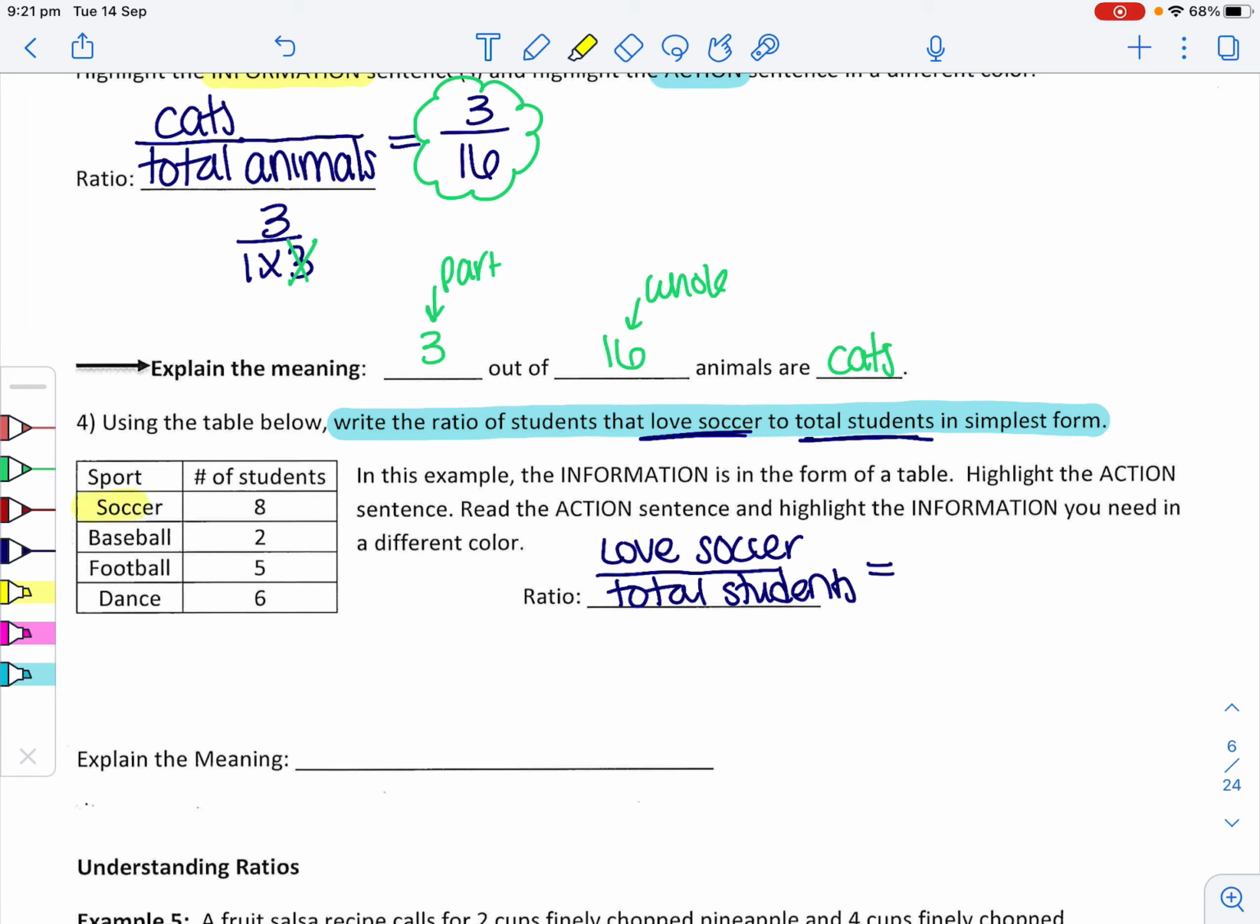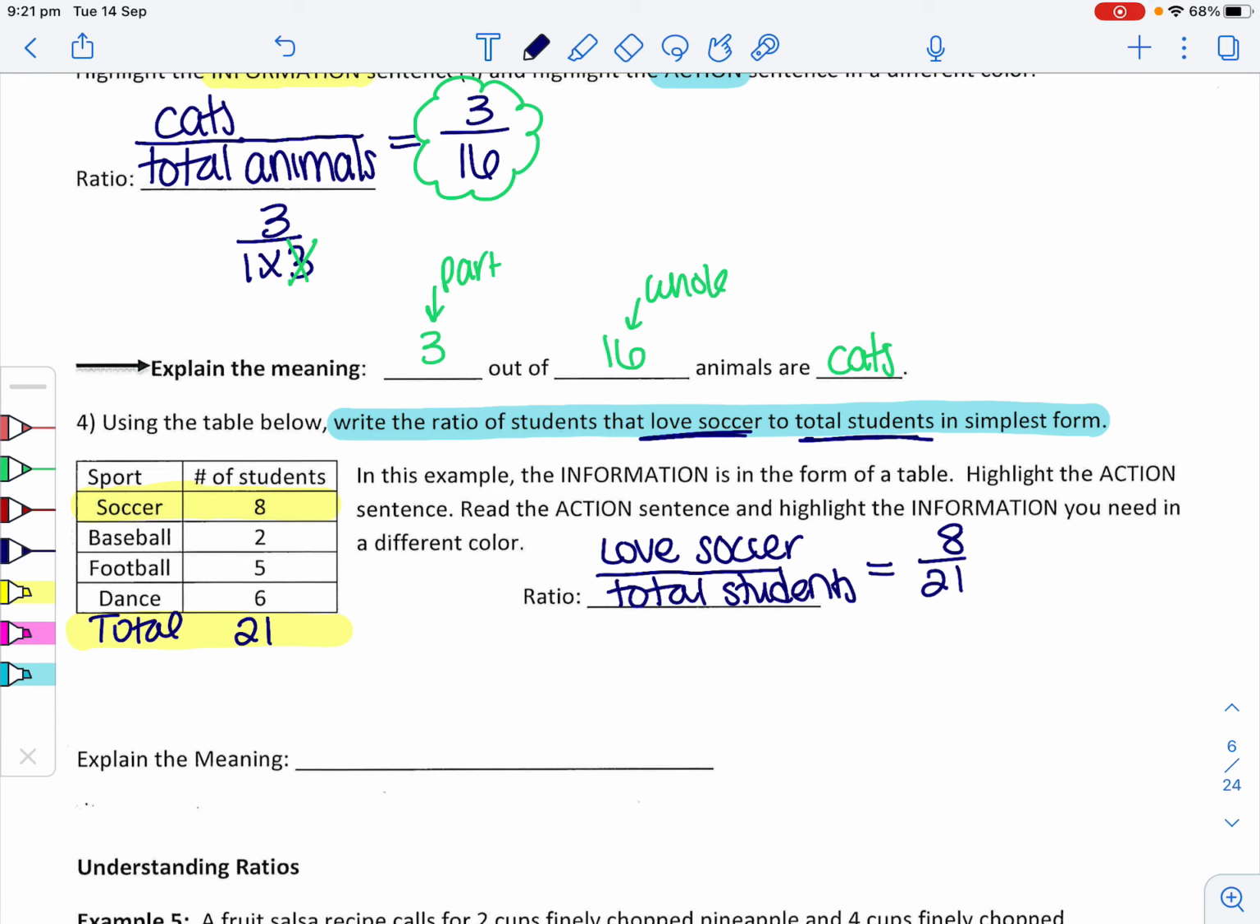I need students that love soccer. And then I'm going to put another little highlight down here because I need the total number of students. So I'm going to write total. 8 plus 2 is 10, plus 5 is 15, plus 6 is 21. So there are 8 students that love soccer, and there are 21 total students.